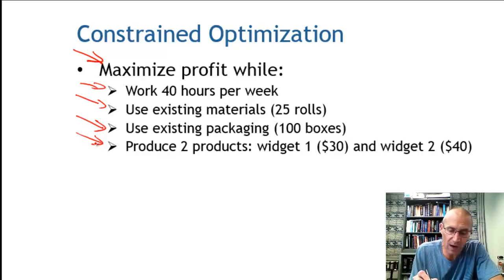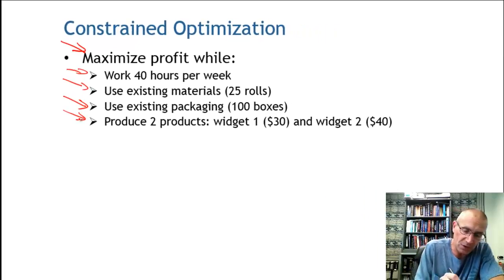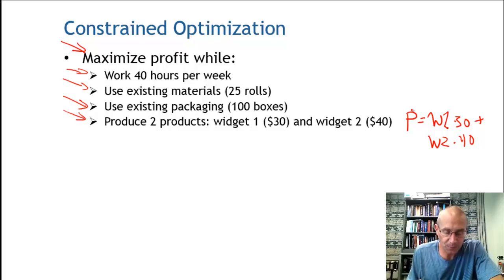All right, so what I want to maximize is my profit. My profit is going to be $30 times the number of widget 1s, so I'll call that W1 times 30, plus the number of widget 2s, W2 times 40. I want to make P as large as possible. But I've got these other three constraints that I also need to abide by. So I can't just make a gazillion widgets 1 and a gazillion widgets 2. I've got to abide by these constraints. That's the difference from what we did before, which was unconstrained optimization, where we let the variables take values from minus infinity to positive infinity.